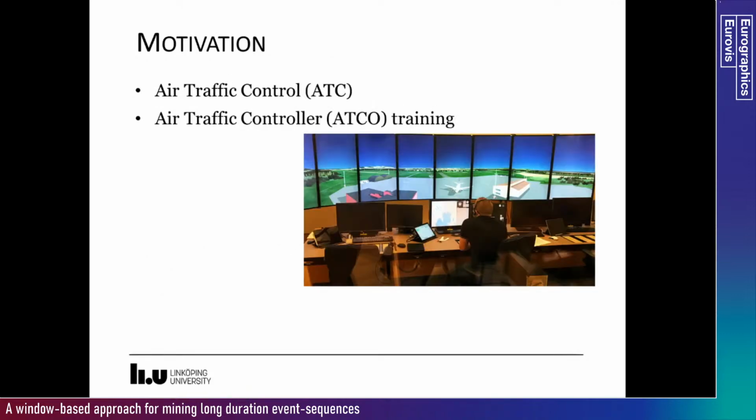This is the case in the domain we target in this work, namely air traffic control, or ATC, and specifically in air traffic controller training, or ATCO training. ATCO training is primarily performed using simulators, where ATCOs successively practice increasingly complex ATC scenarios while an instructor is observing them. Their performance is then followed up together with the instructor, and the choices they made while performing the scenarios are discussed.